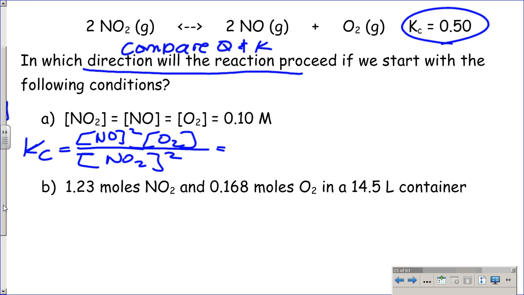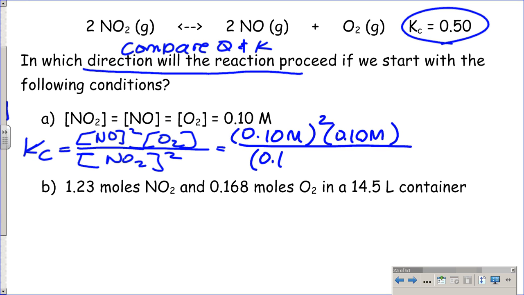And then you just plug in your values, and all these happen to be the same. So we'll have 0.1 molar squared, 0.1 molar over 0.1 molar squared. No calculator. Thank you. If you write it out, you'll see those two cancel. So that value is 0.1.